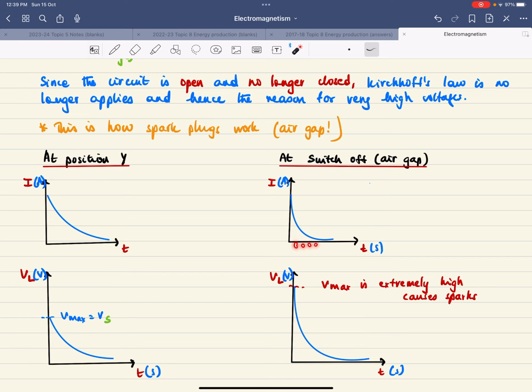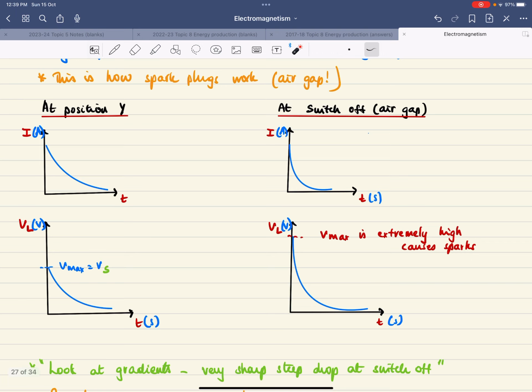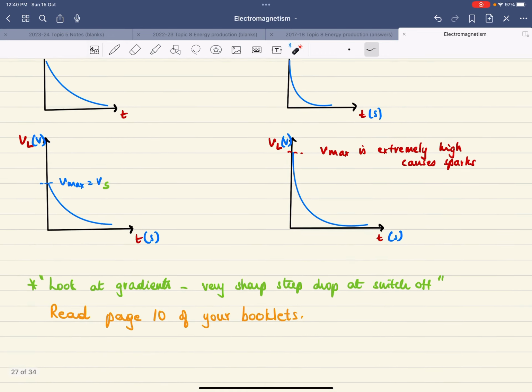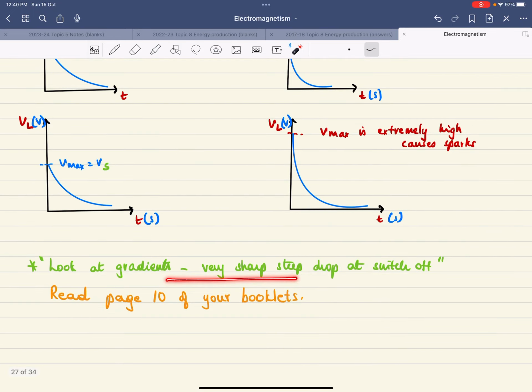The voltage across the inductor will equal the supply voltage at the start when it's in position Y. However, when there's an air gap, the voltage across the inductor is much higher. It's extremely high, and again it drops down very quickly, so that's why it's a spark. Okay, so look at the gradients.